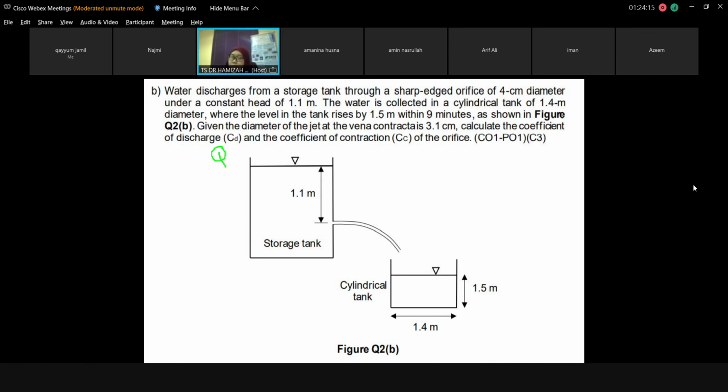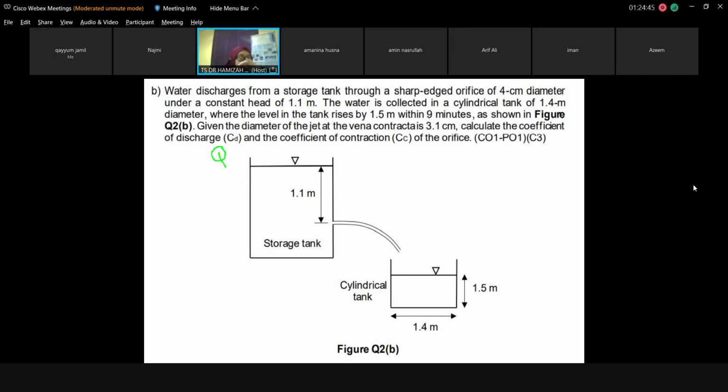Sebelum ni kita guna Q sama dengan AV. So this time discussion change sikit. They don't given you any velocity. Macam mana kita nak cari Q? Using another formula without velocity. Ada siapa yang ingat? Siapa yang tulis ke? Boleh check balik lah.